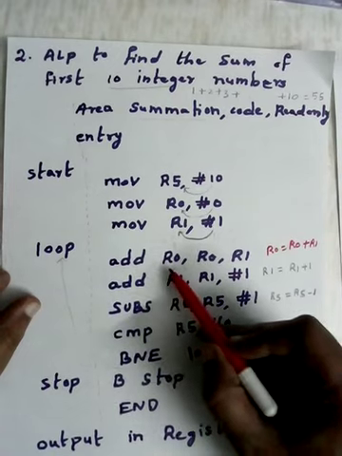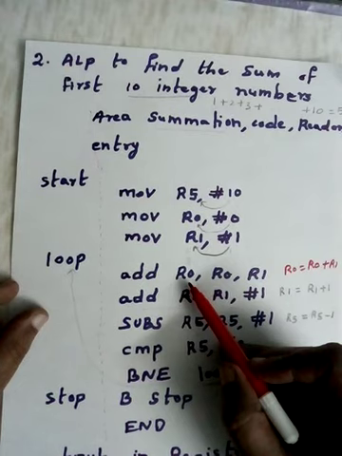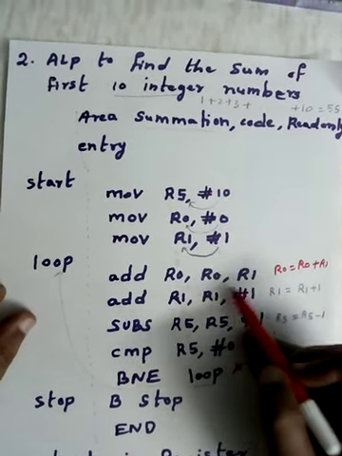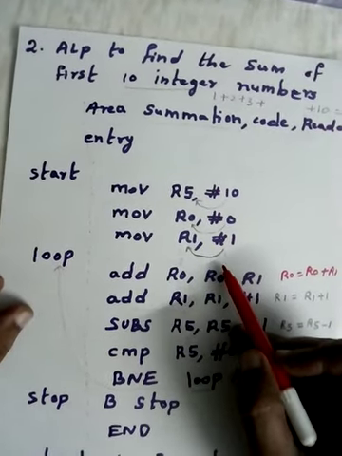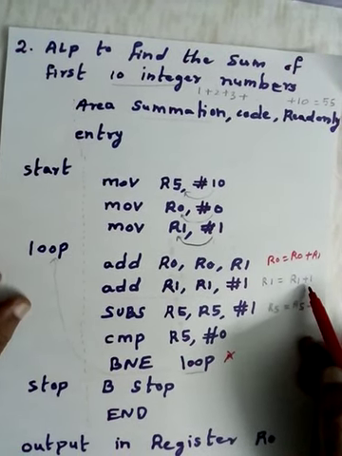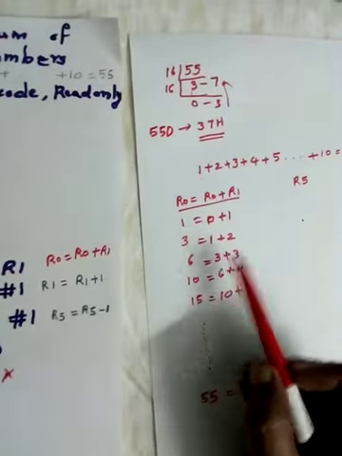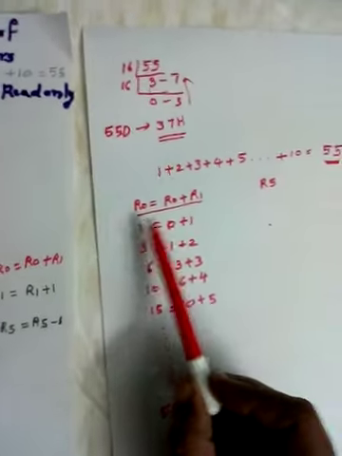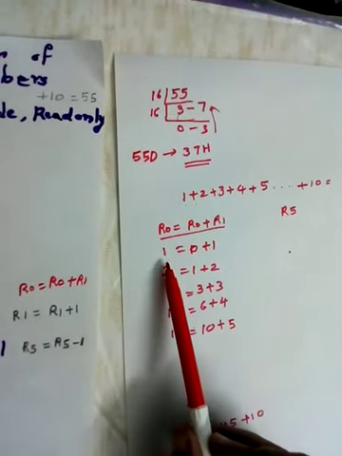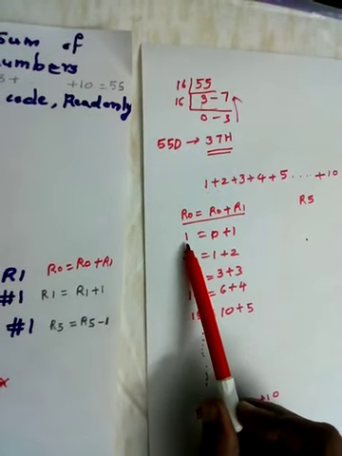Now ADD R0, R1. What will happen now? The result of R0 is 1 earlier, because 0 plus 1 is 1. Now that 1 will be there in R0, and 1 plus 2 will happen. Why? Because R1 plus 1, the R1 value is 1, and it becomes 2. See here, in detail I'll be showing the explanation. So R0 is equal to R0 plus R1. How did we get 1 initially? 0 plus 1 we have added, and the result is stored in R0 here.